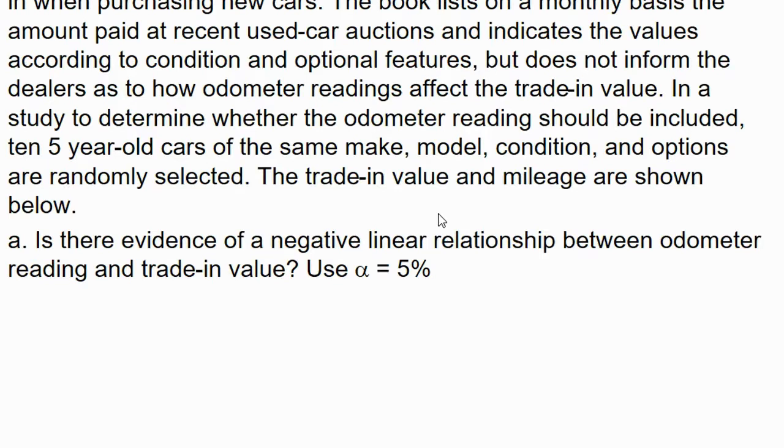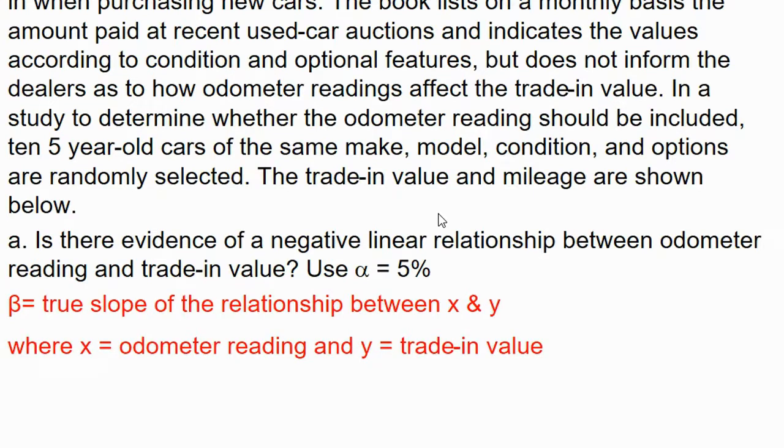Step 1. We need to define the parameter. The parameter for your slope test will be beta. And you would say beta equals the true slope of the relationship between, I went ahead and just used X and Y, but then you have to define X and Y. So X would be the odometer reading, so how many miles the car has. And Y would be the trade-in value, since the trade-in value depends on how many miles the car has. So step 1, I have defined my parameter: beta equals the true slope of the relationship between odometer reading and trade-in value. If you want to use just X and Y, make sure you define X and Y, like I just said.